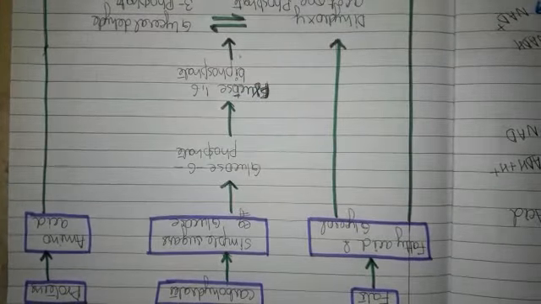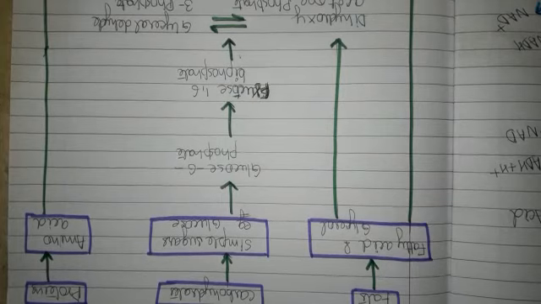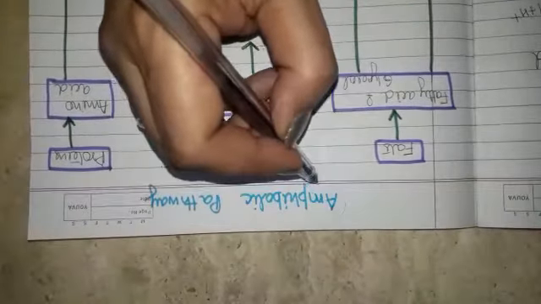So this process, as it involves both anabolism and catabolism, the respiratory pathway is considered as amphibolic pathway. Amphibolic, in which both anabolism and catabolism take place. So with this we are finished with the chapter respiration in plants.